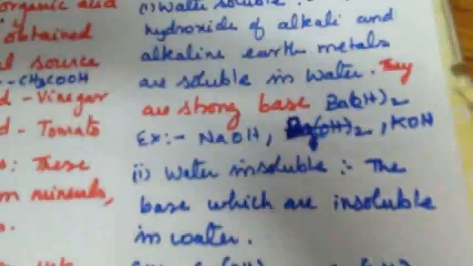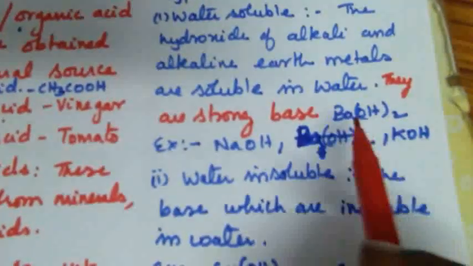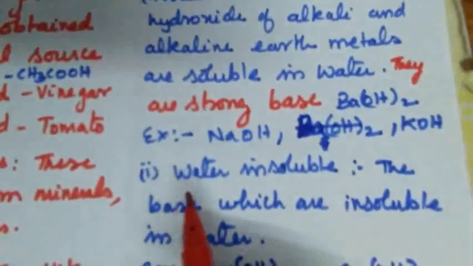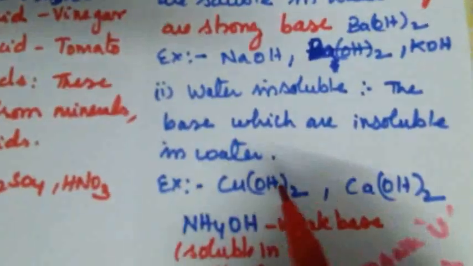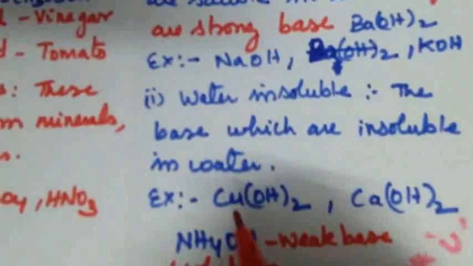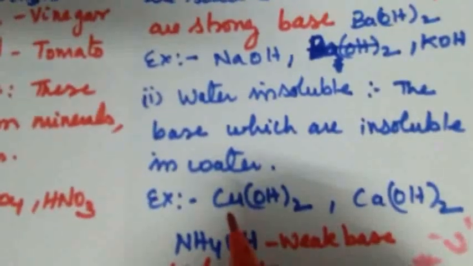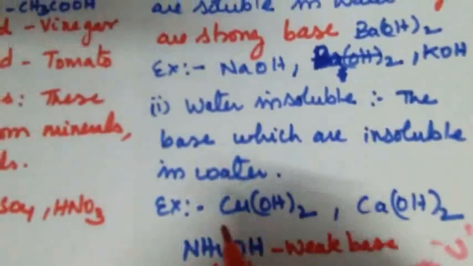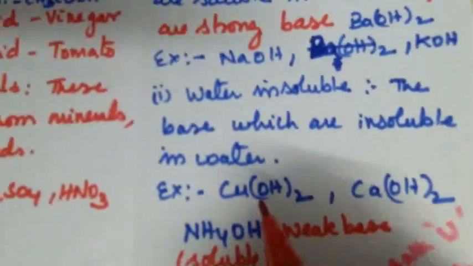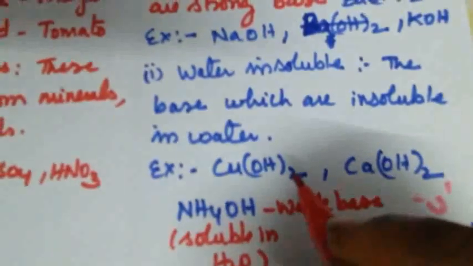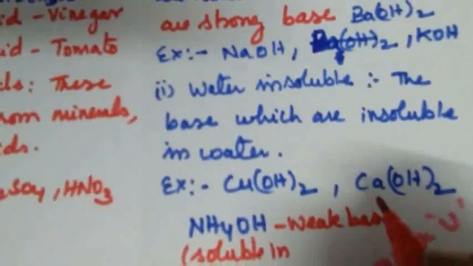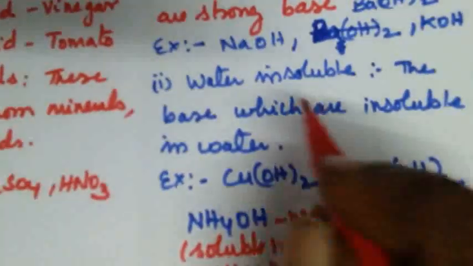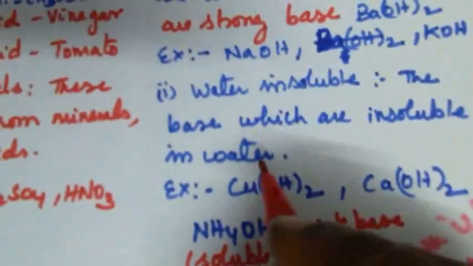Then water insoluble bases, the bases which are insoluble in water. Transition metal hydroxides, like copper hydroxide, are insoluble in water. Calcium hydroxide is an alkaline earth metal hydroxide, still it is insoluble. Calcium hydroxide is an example of a water insoluble base.